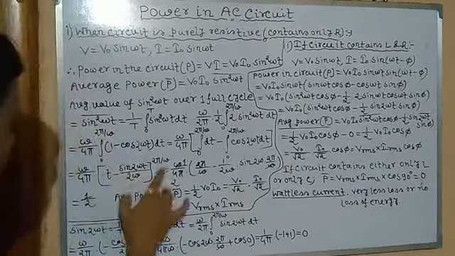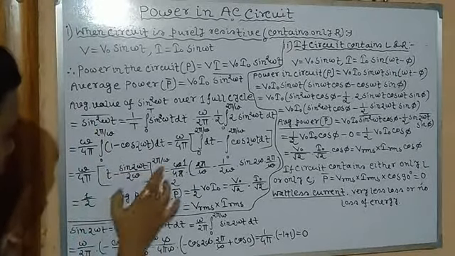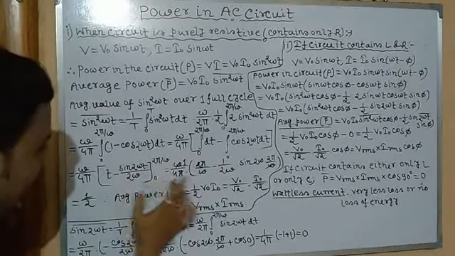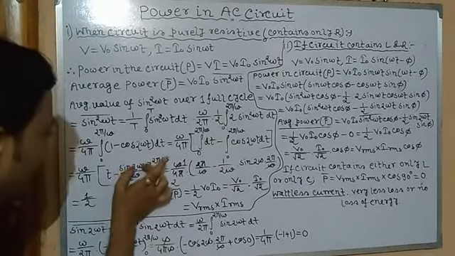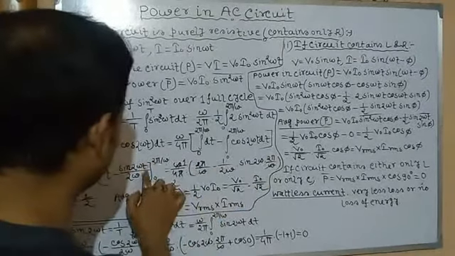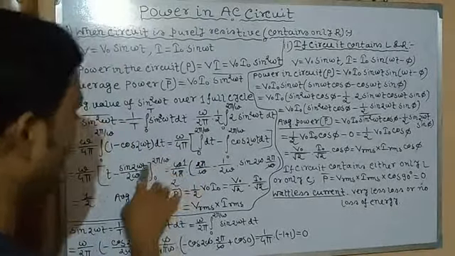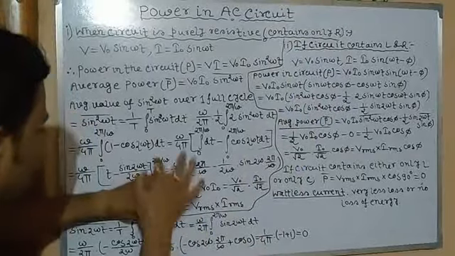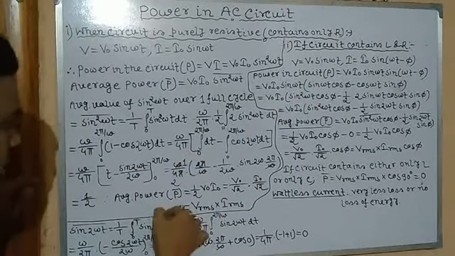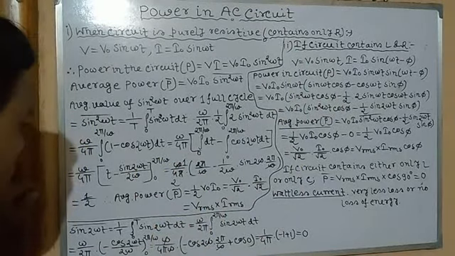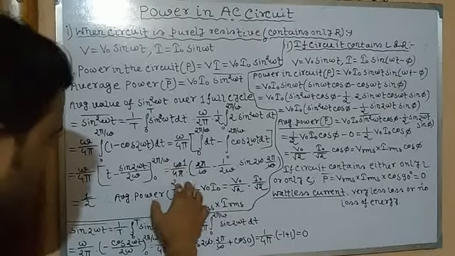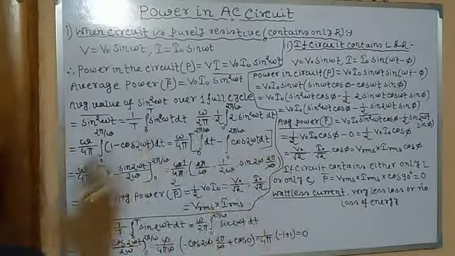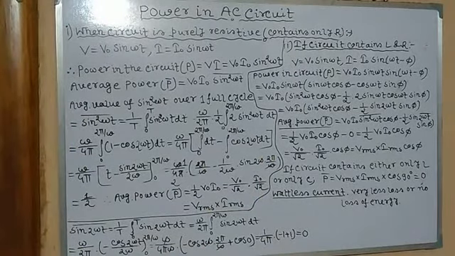Then the integration gives t minus sin 2 omega t over 2 omega. Then t is equal to 2 pi by omega minus 0, so only 2 pi by omega remains here. In the place of t we put the value 2 pi by omega, minus 0, because sin 0 is 0. So here you can see this part is 0, absolutely 0.